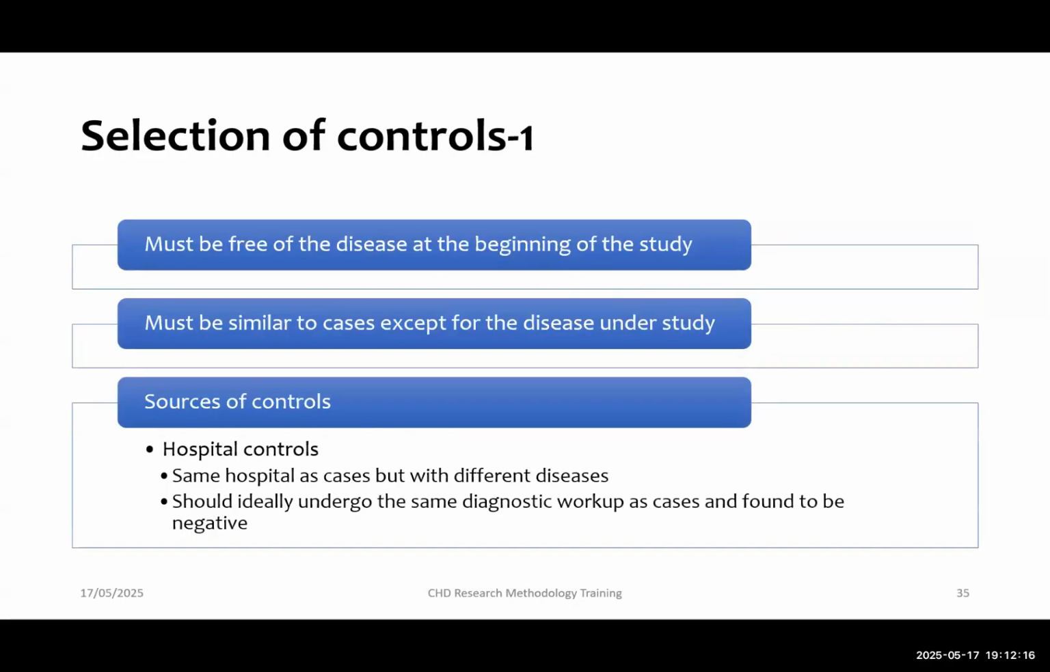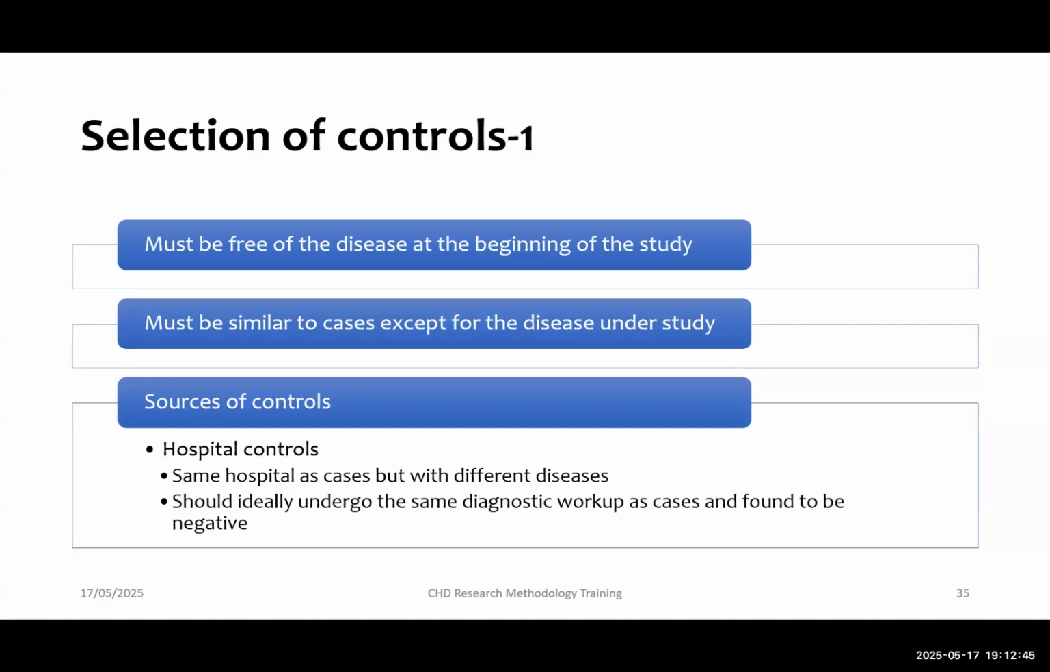Now, where do you get your controls from? Remember the main thing that makes one to be in a control group is that you don't have that disease of interest, the thing that you're looking at. So first of all, they must not have that disease, but they must have similar opportunities for exposure to that of the case.